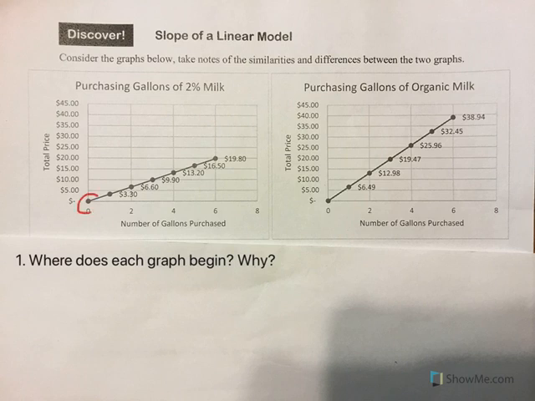As we look at each graph, you can see that they each start at (0, 0), which is 0 gallons of milk and $0. And that should make sense. When you go to the grocery store, if you do not buy milk, it does not cost you any money for milk, right? You buy 0 gallons, it costs you $0. That's true no matter what you buy. If you don't purchase it, it doesn't cost you any money.